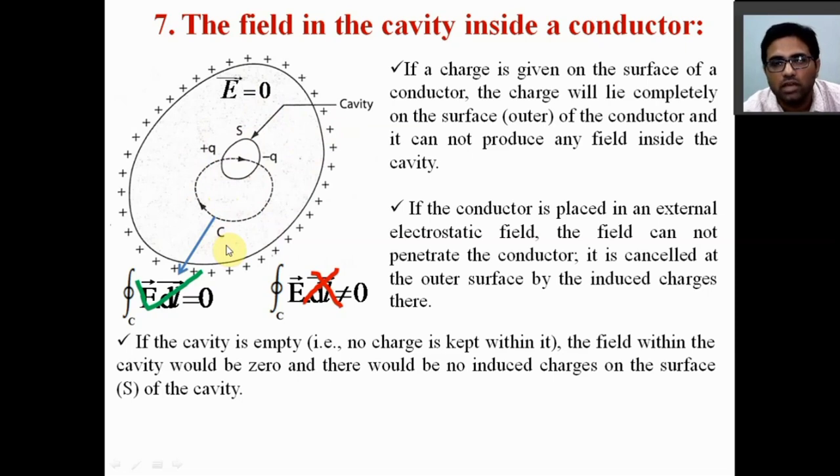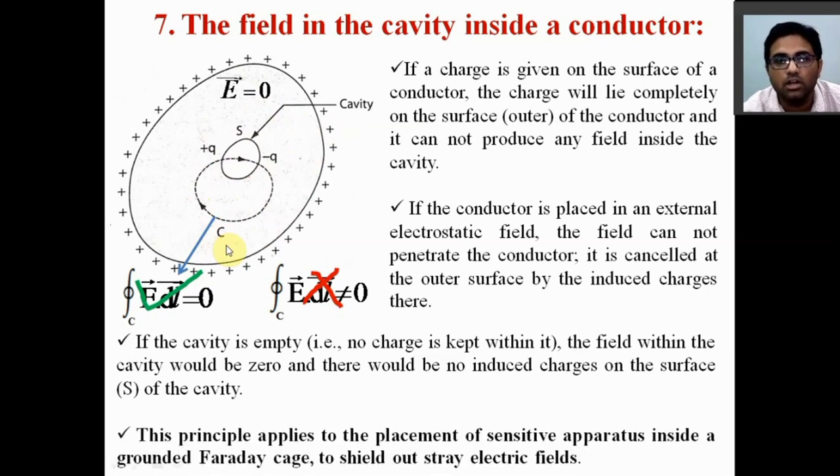Now application wise, this principle plays an important role. It helps in placement of sensitive and expensive apparatus inside a grounded Faraday cage to shield out stray electric fields. So this is the important application. So you have understood different important properties of conductors from this class. Now today I am ending here. This is the last lecture of electrostatics, and from the next class we will discuss magnetostatics.